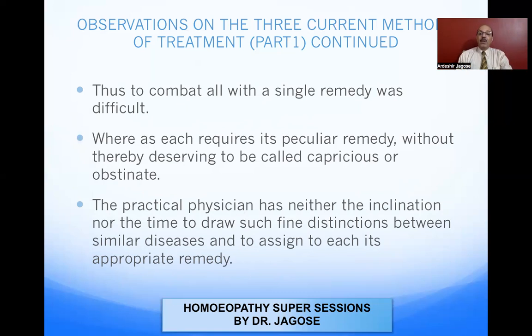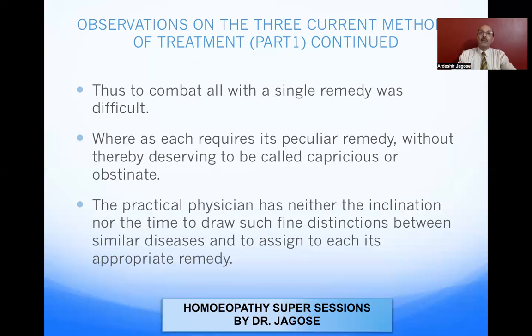Whereas each requires its peculiar remedy without thereby deserving to be called capricious or obstinate. So each disease will require a single simple remedy. The practical physician has neither the inclination nor the time to draw such fine distinctions between similar diseases and to assign to each its appropriate remedy. So there are n number of diseases under a particular heading, so it becomes very difficult for each disease to go into the detail and to find out the exact remedy for each condition. So this became a Herculean task.